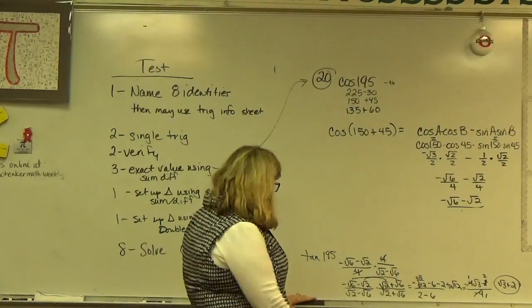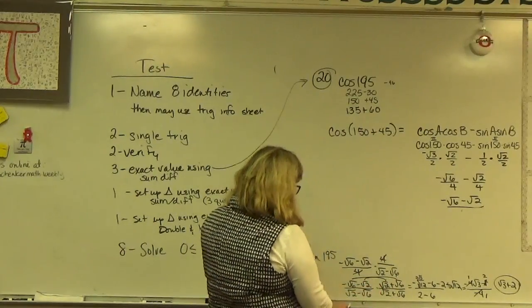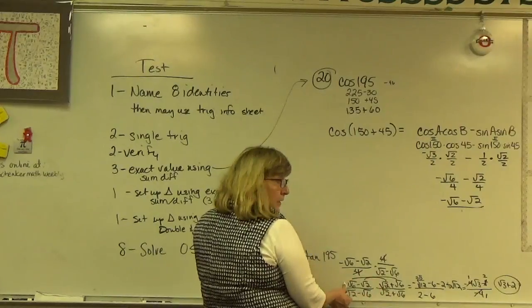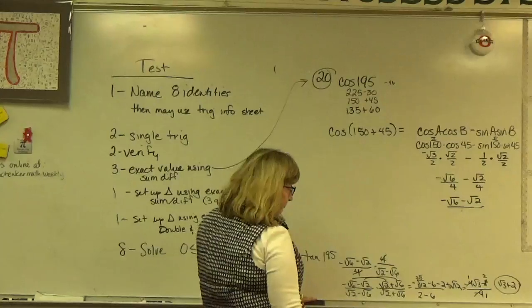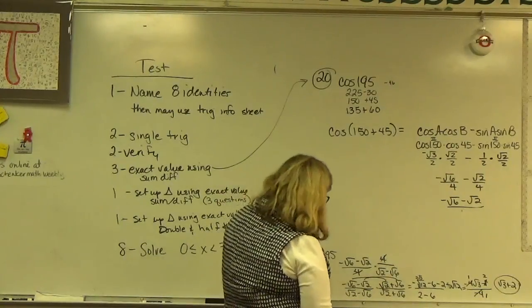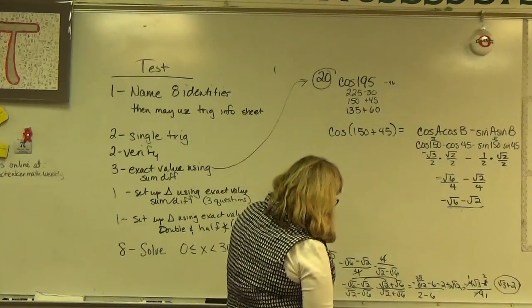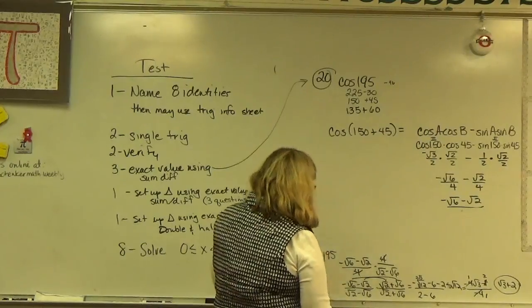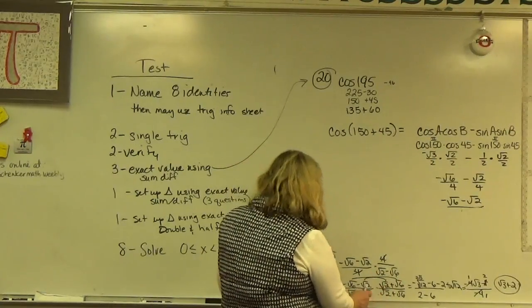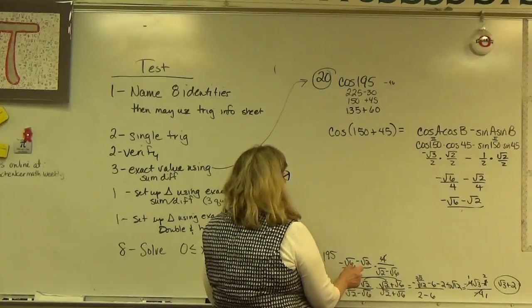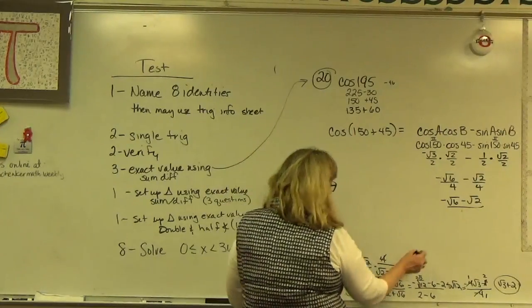Did I write it down right? Maybe our signs were off on the first one. We got a negative. I see this one's right. What was the sign? Square root of 2 minus square root of 6 over 4. Square root of 2 minus the square root of 6 over 4? Okay, so I have that right. Oh, I put the wrong one over the wrong one.